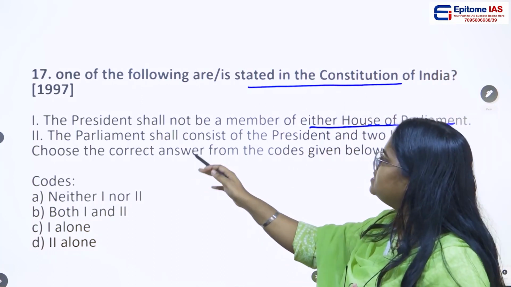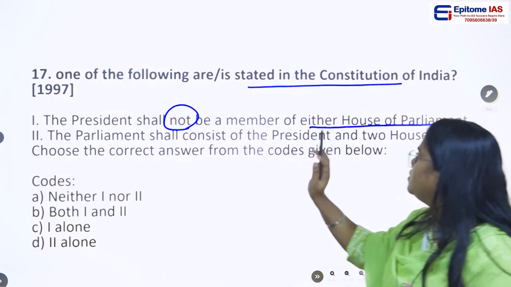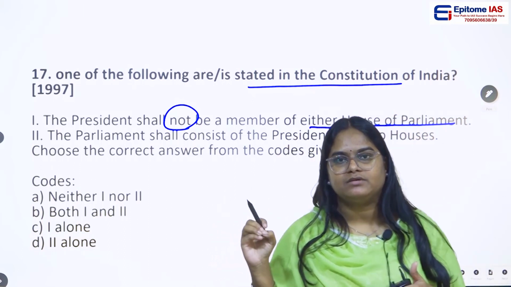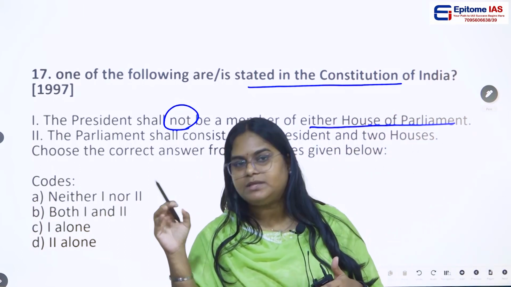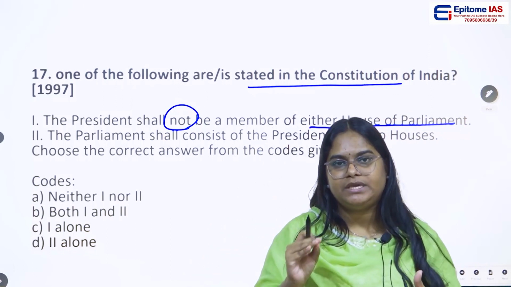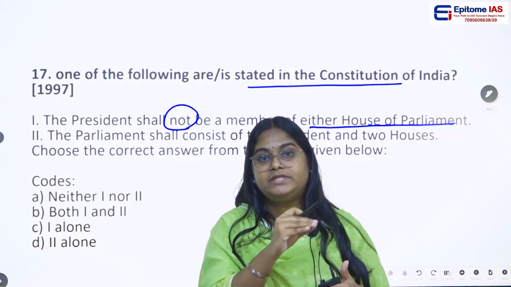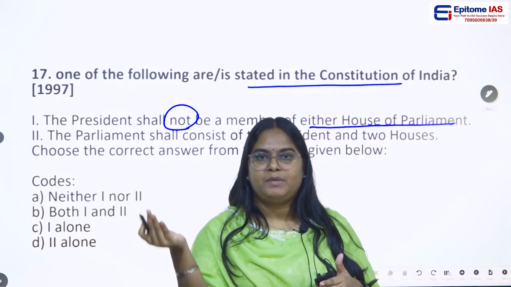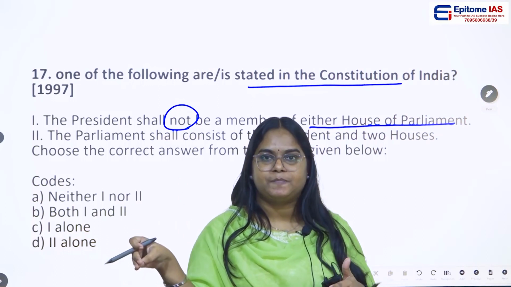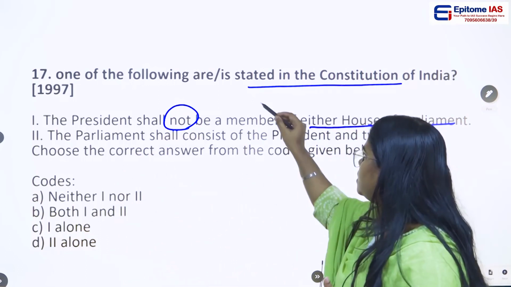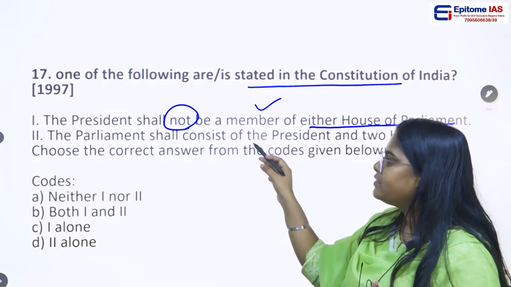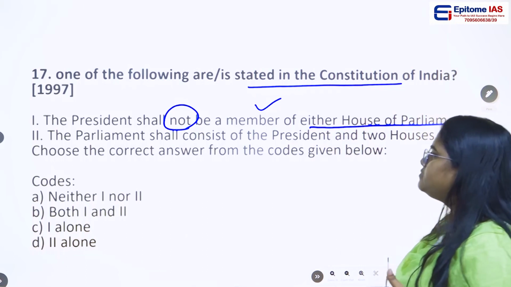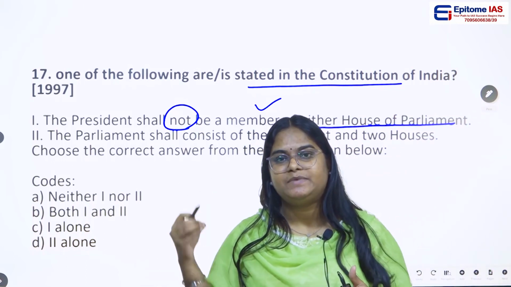If you see here, the President shall not be a member of either House of Parliament. Yes, the Constitution has clearly mentioned that whoever is going to be the President should not be a member of either House of the Parliament or even a member of the State Legislative Assembly. This is directly mentioned in the Constitution. So this particular provision is there. Then, the Parliament shall consist of the President and two Houses. Yes, this is also directly mentioned in the Constitution.